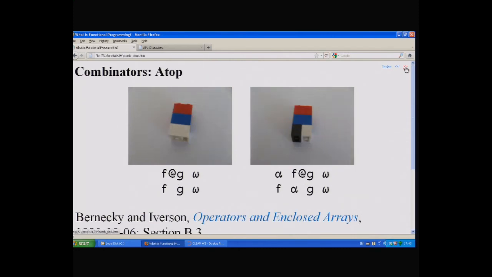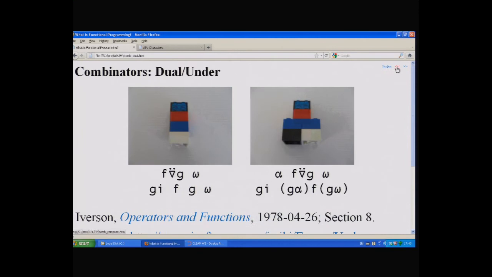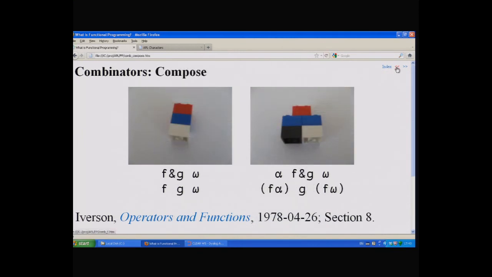Another combinator is the operator called top. So in the monadic case, it's the same as the compose. But in the dyadic case, you apply the blue to the black and white, and then you apply the red to it. Whereas with the other compose, you can just tell that it's a fatter composition.